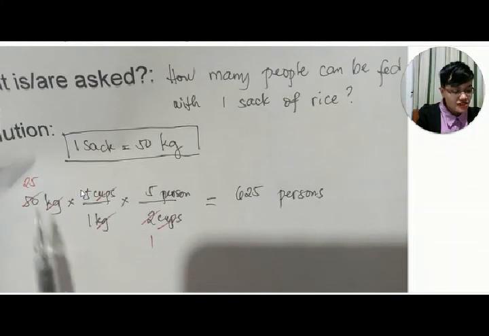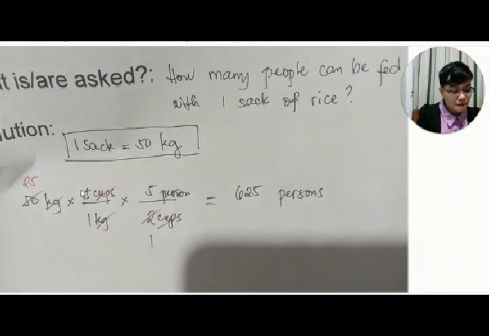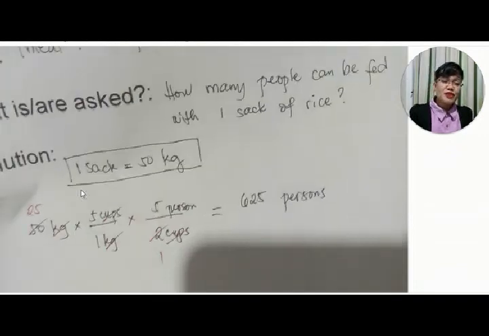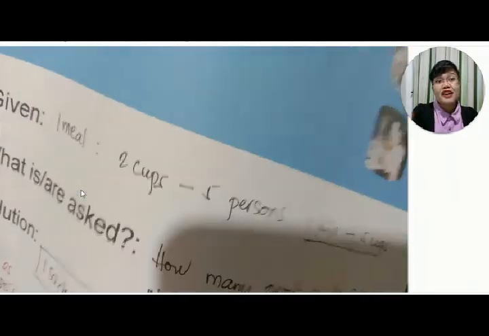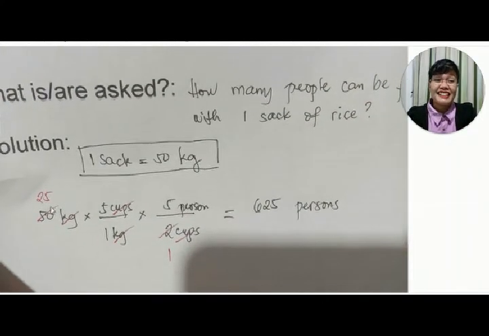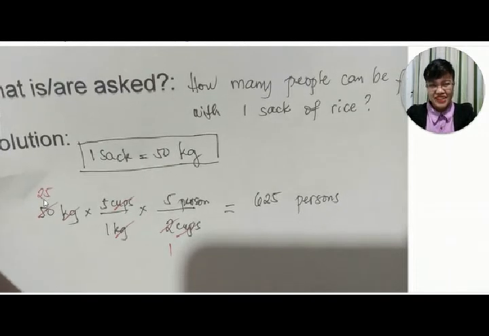So we have 625 persons. Only one meal, okay? So let's say breakfast. 625 persons can eat breakfast for your 1 sack of rice donation. Isn't that lovely to hear? So if you want to donate 2 kilograms of rice, probably that can already feed 25 people. And that is already a very kind act to do during this time of crisis.